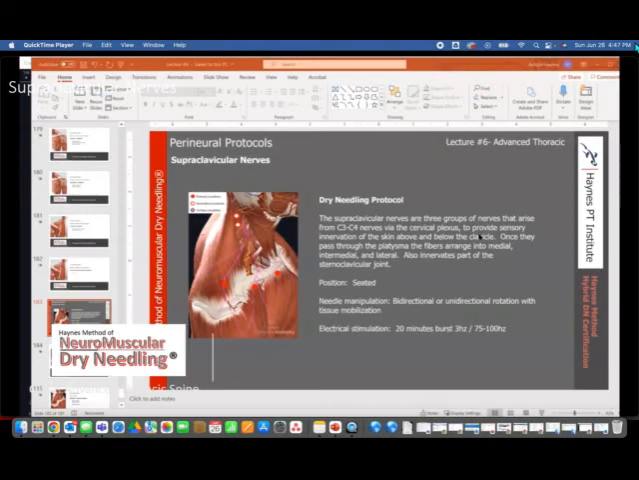C4. Our treatment patient will be in the seated position. We can do some needle manipulation if we so choose. And let me move that and bring our model up so that we can talk about the procedure.